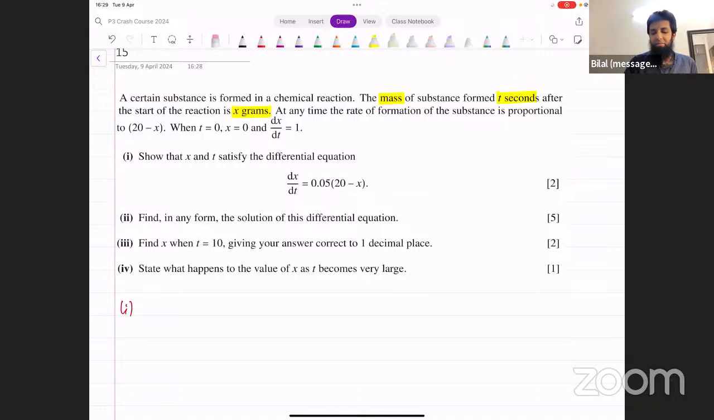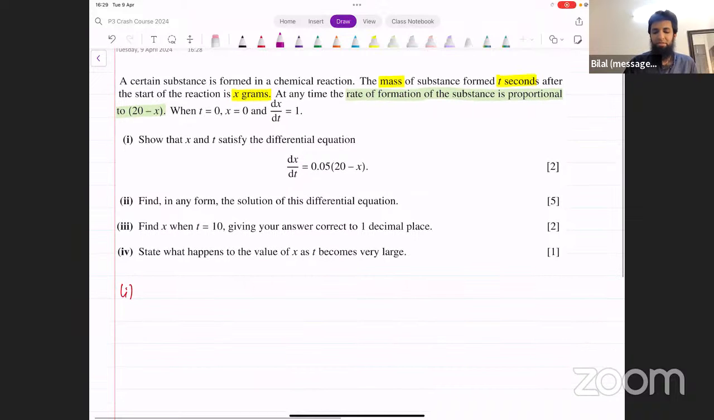It says at any time, the rate of formation. So when they talk about rate, that statement is basically going to tell you how you're going to form the equation. So it says rate of formation of the substance is proportional to 20 minus x. Now proportional means it's directly proportional. Rate of formation of the substance is directly proportional to 20 minus x. Now when t equals 0, x equals 0, and dx over dt equals 1. That's what we're given. It says, show that x and t satisfy this differential equation.